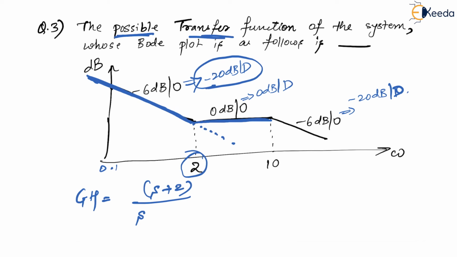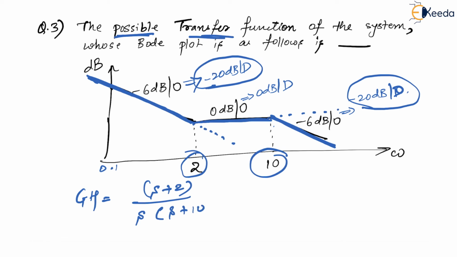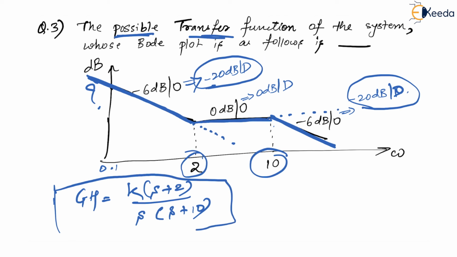Similarly, what happened at 10? This should have gone in the straight way, but it went this way, which means you got a minus 20 dB per decade slope. You have added minus 20 dB per decade, which means you have got a pole at 10, S plus 10. And yes, definitely there has to be K, because you don't know this initial starting point. So this is your transfer function, done.